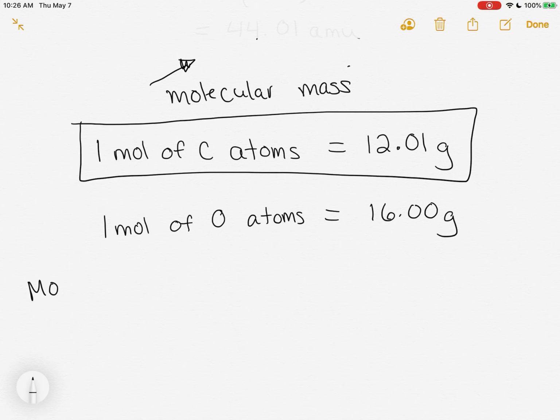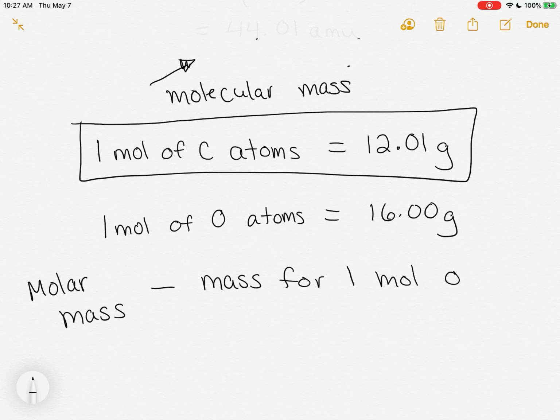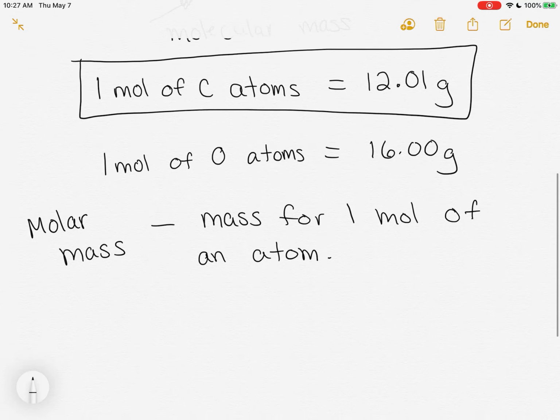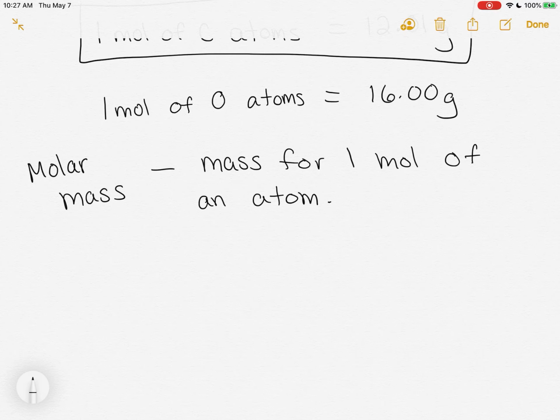What that means is that we have something called molar mass. Molar mass is the mass for 1 mole of a specific type of atom. If we have a compound like, say, calcium chloride, which is CaCl2, there is 1 calcium atom and 2 chlorine atoms.